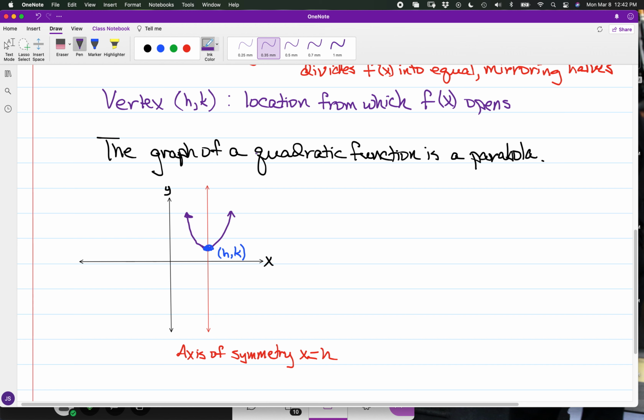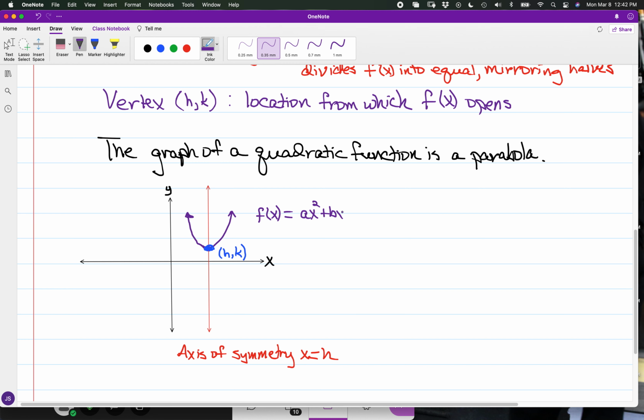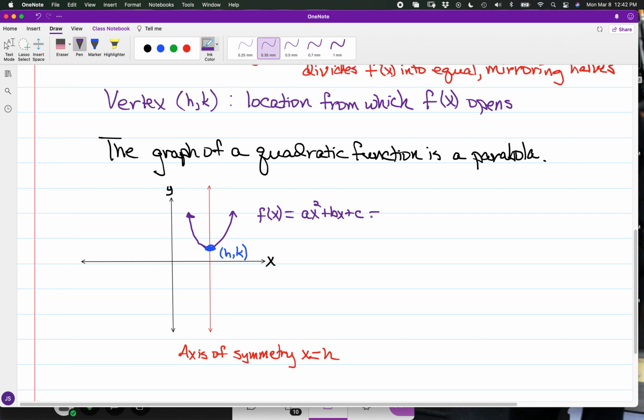And in the case of the quadratic function, again we have f of x equal to, in standard form, ax squared plus bx plus c. In vertex form, we have a times the quantity x minus h squared, followed by the addition of k.